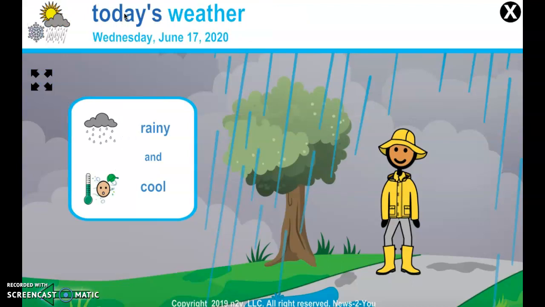All right, so let's review. Today's weather. Wednesday, June 17th, 2020. Rainy and cool. And we have dressed our person for the weather.